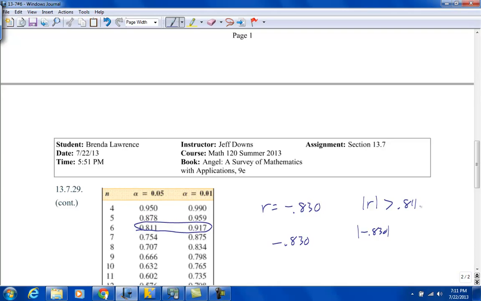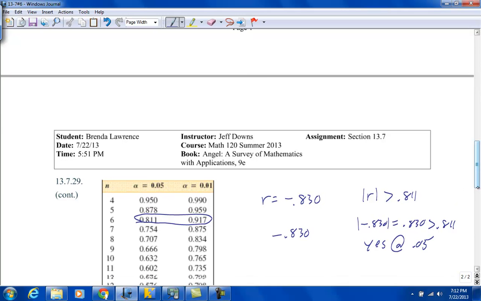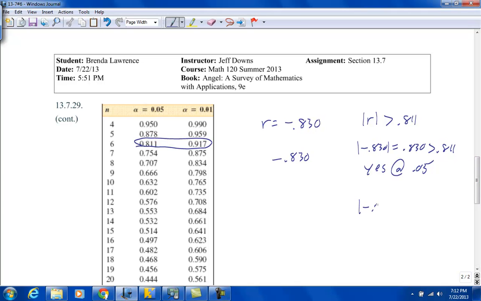So the absolute value of negative 0.830. This is another way to do it. In an earlier video I said less than this value, the negative of that value, less than the negative of that value. Same thing. 0.830 is bigger than 0.811. So yes at 0.05, and then the absolute value of negative 0.830, which is 0.830, is less than 0.917, the other value. So no at 0.01. So the correlation exists at 0.05, but it does not exist at 0.01. Okay, and that's the problem.